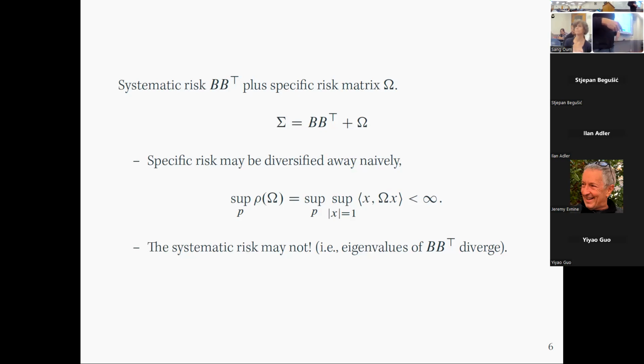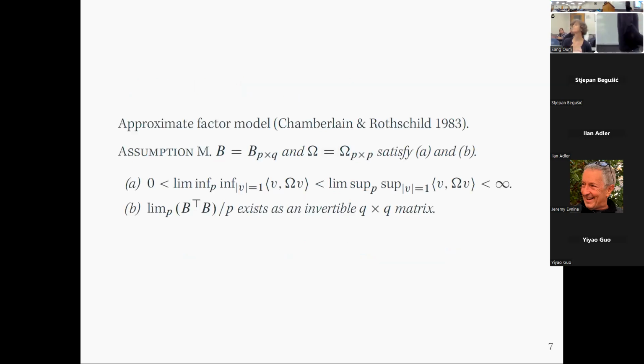And that assumption, in finance speak, is equivalent to the fact that specific risk may be diversified away naively. Naively meaning by an equally weighted portfolio. The systematic risk may not be, and that's the difference with the leading component, BB transpose. The eigenvalues of BB transpose are going to diverge. I'm borrowing this from a very influential paper by Chamberlain and Rothschild, which places these exact assumptions. This is the mathematical version of what I just said. The first part says that specific risk can be diversified away naively. The second part says that the eigenvalues of BB transpose grow.